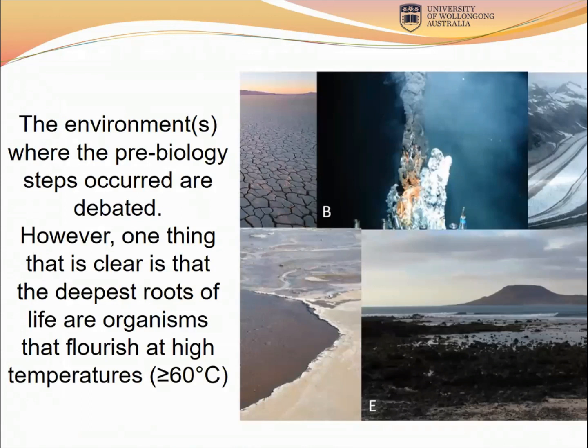There's a lot of debate about the kind of environments where this happened, where the so-called pre-biology steps occurred. However, one thing is clear from looking at genetics: the deep roots of life are organisms that flourish at high temperatures, greater than or equal to 60 degrees Celsius. So some form of hot environment, whether it be deep sea smokers or on the fringe of the surface, hot springs and so on, it looks like life is rooted in a hot environment.